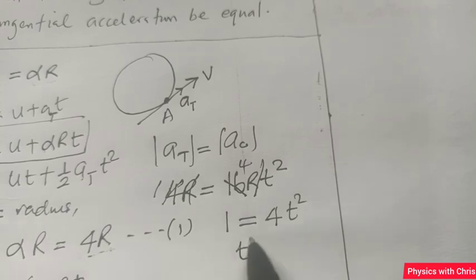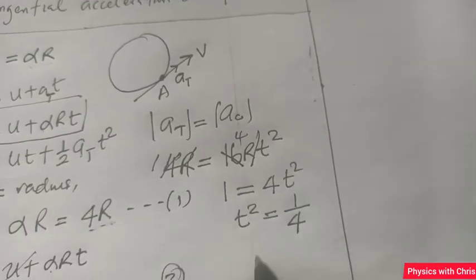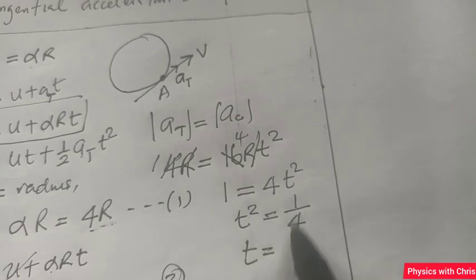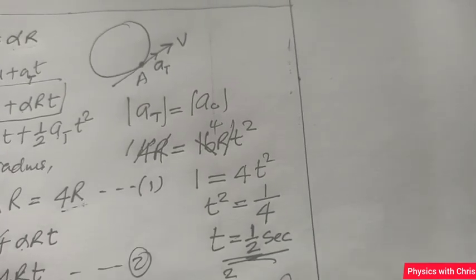So that t squared is equal to 1 over 4. Okay, I need a positive time here. So t equals square root of 1 over 4, which is 1 over 2. So it's going to be half a second. In half a second, we'll expect that the two accelerations will become equal.